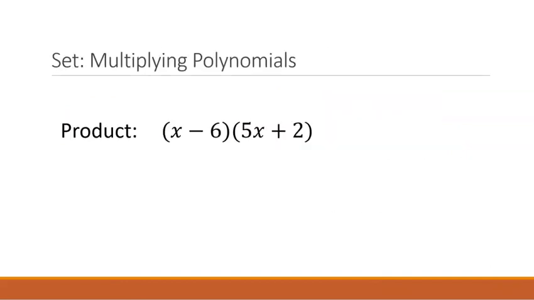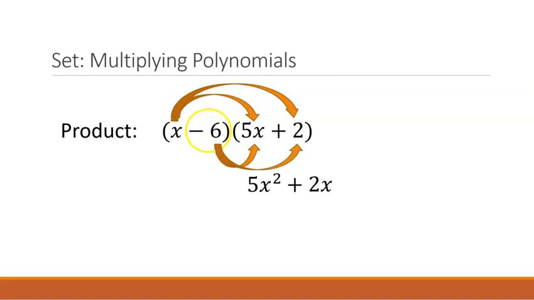When multiplying two binomials, you will also use the distributive property. You will start by distributing the first term from the first set of parentheses to the two terms in the second set of parentheses. Then you will distribute the second term.